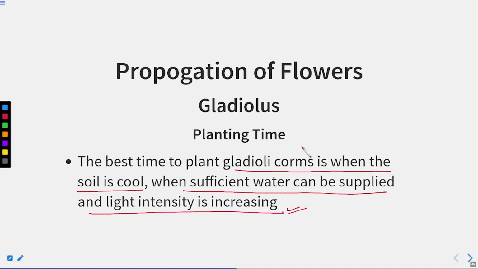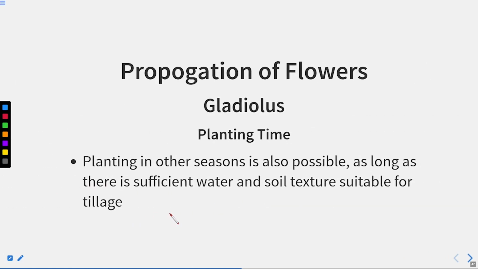So what is the best time? Gladioli culm is planted when soil is cool. So we can sow this culm in the soil when the soil is cool, sufficient water is available that could be supplied to the plant, right? And the light intensity is increasing, then this plant can flourish well.